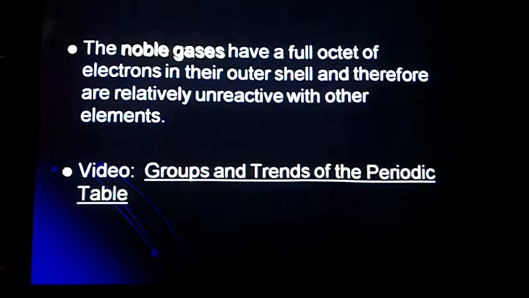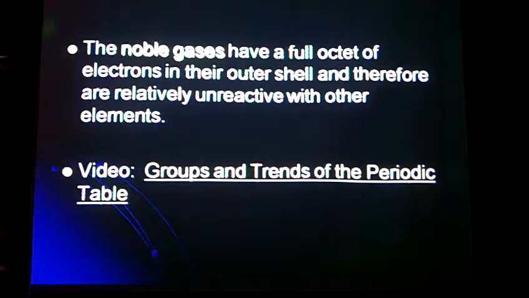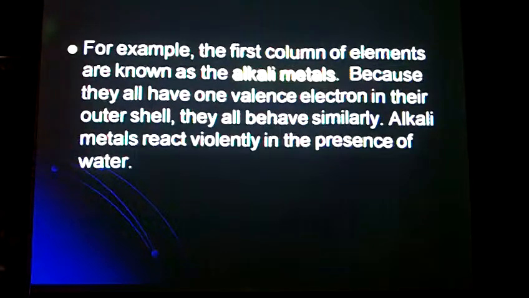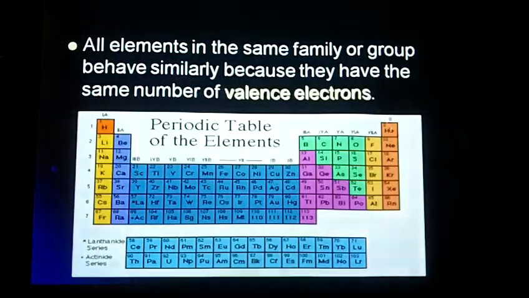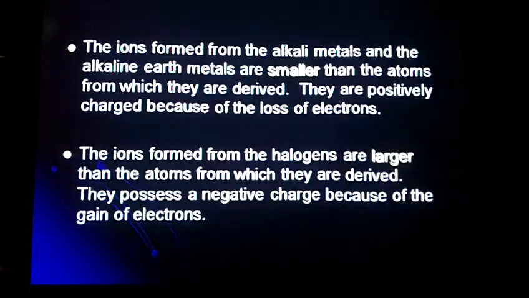If I look at the noble gases on the right-hand side, they have a full octet of electrons in their outer shell and therefore are relatively unreactive with other elements. So if I look at the opposite side of the periodic table, at helium, neon, argon, krypton, and so forth, these have a tendency not to be reactive with anything else because they have an octet of electrons in their outer shell. They don't want to react with anything else. They all behave the same because they all have the same number of valence electrons in their outer shell.